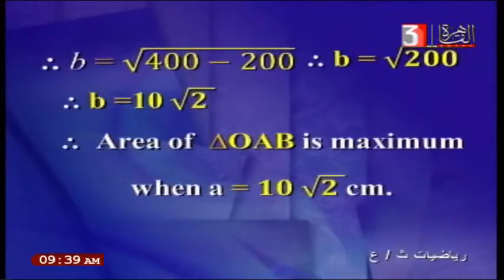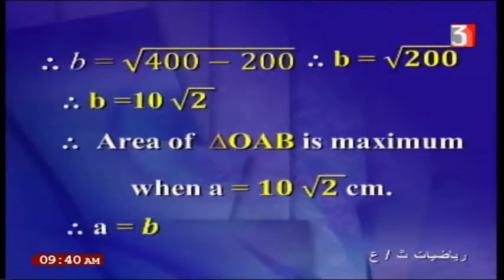Then the value of B equals the square root of 400 minus A squared. When A equals 10 root 2, B equals the square root of 400 minus 200, so B equals the square root of 200, then B equals 10 root 2. We can write that triangle OAB has a maximum area when A equals 10 root 2 centimeter and B equals 10 root 2 centimeter, so the value of A equals the value of B, and both equal 10 root 2 centimeter.